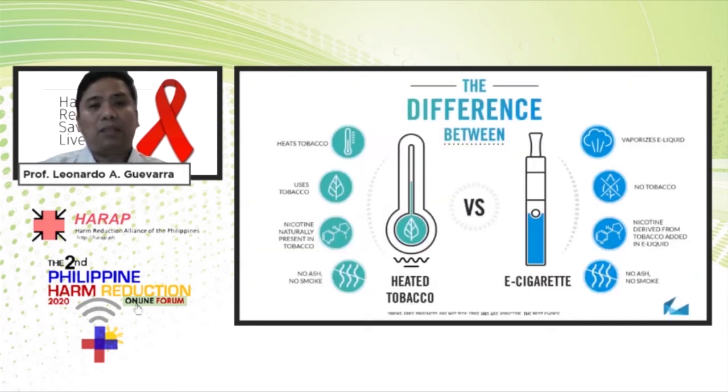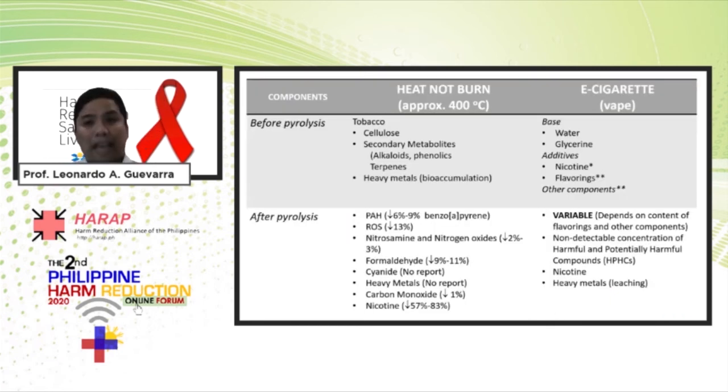What is the difference between the two? The heat not burn utilizes the same tobacco, but it is heated to a lower temperature at 400 degrees Celsius. On the contrary, the vapor does not use tobacco, but it may have different additives or flavorings which will be delivered upon the vaporization of the e-liquid.